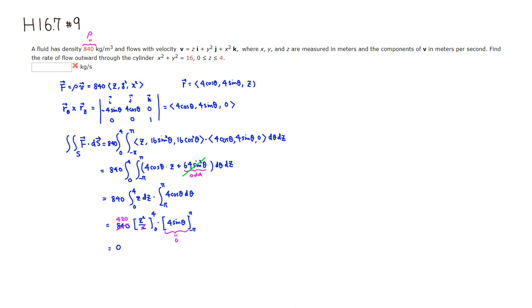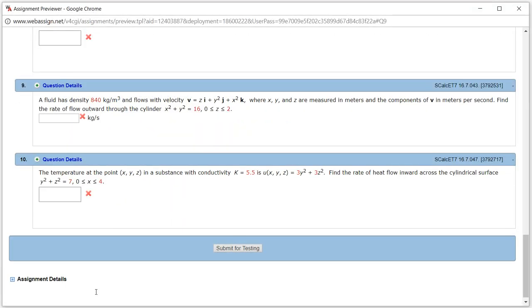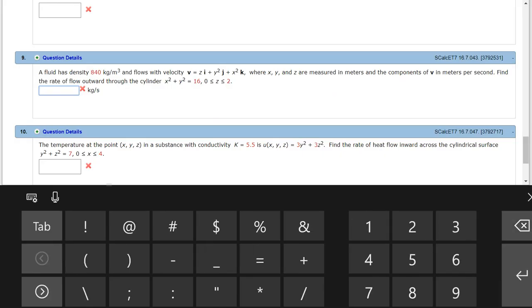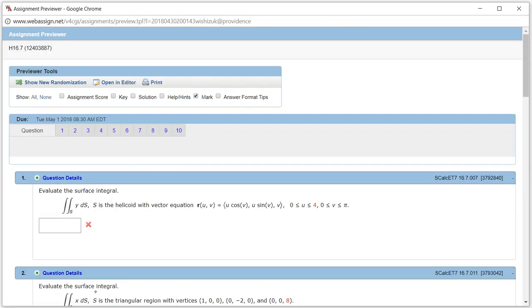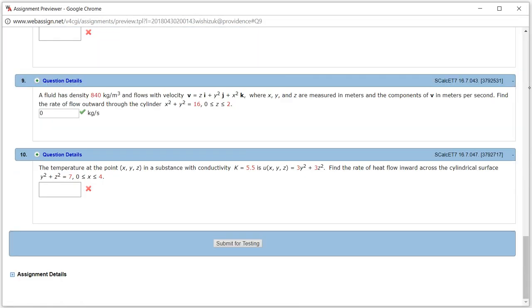All right, let's type it in. So we got 0 there. Let's check the answer. It came back and looks like we got this one correctly. All right, that's it. I hope that this was clear.